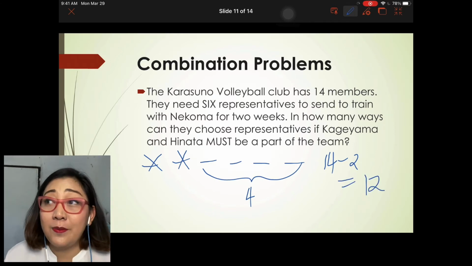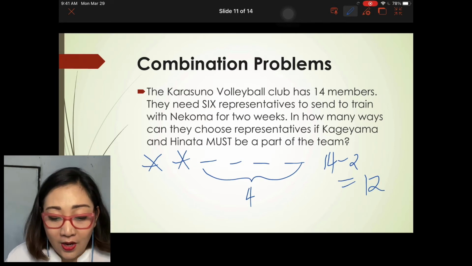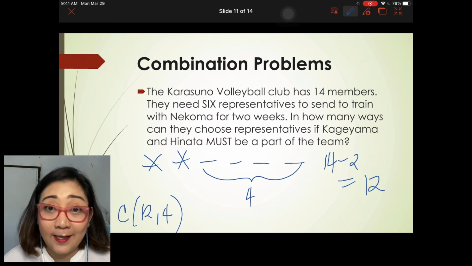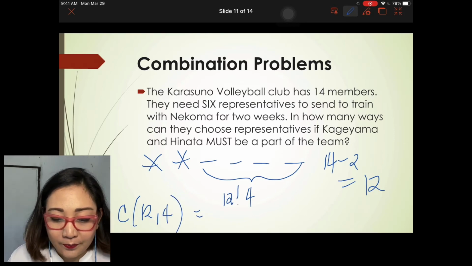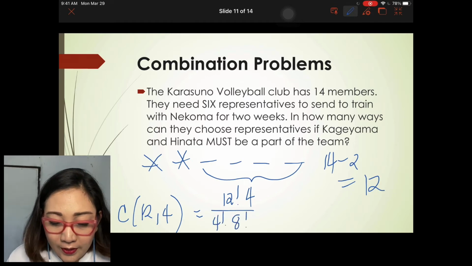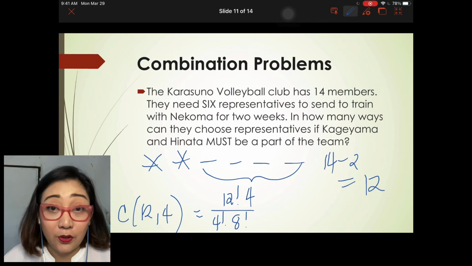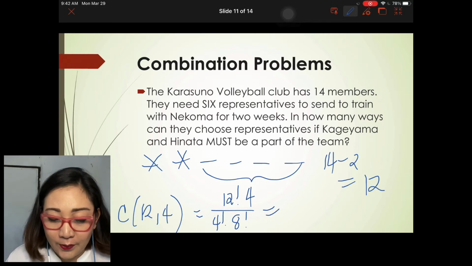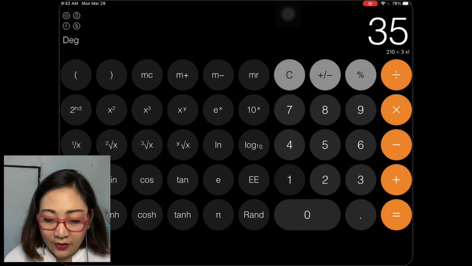So, as you can see, our choices were reduced. Our slots were also reduced. So, now, we will have the combination of 12 taken 4 at a time. So, that's going to be 12 factorial divided by 4 factorial times 8 factorial. Again, where did the 8 come from? 12 minus 4. Okay? So, let's use the calculator.